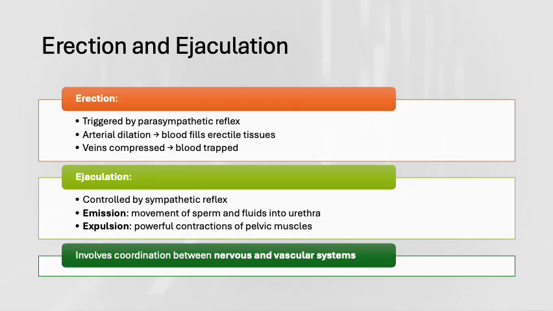Erection begins with parasympathetic stimulation that causes arteries in the erectile tissue to dilate, allowing blood to fill the vascular spaces. At the same time, veins are compressed, trapping blood and maintaining the erection.